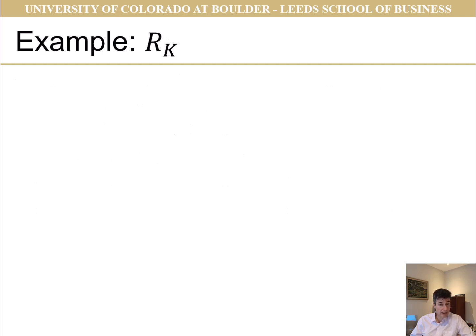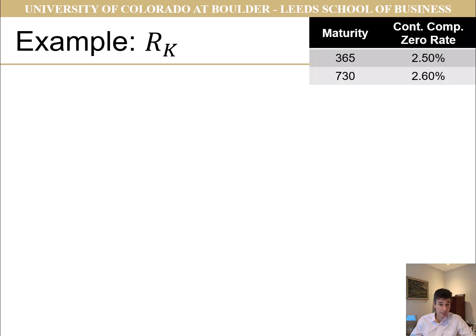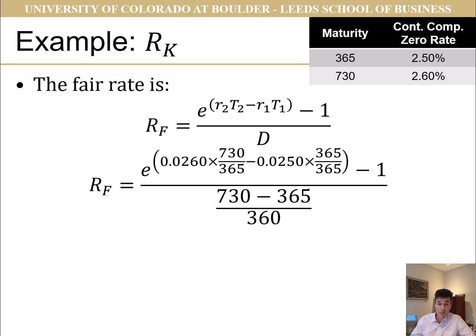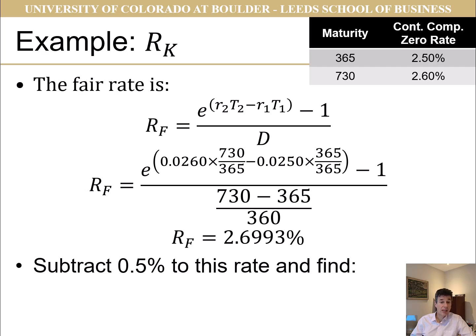First we calculate the agreed rate. To calculate the agreed rate, we have to calculate the fair rate. RF equals e to the quantity R2 T2 minus R1 T1, minus 1, over D. Plug all our numbers in, and we get RF equals 2.6993%. We subtract 0.5% and find that RK is going to be 2.1993%. Now at this point, we could go back to the original pricing formula and use it to value the loan.